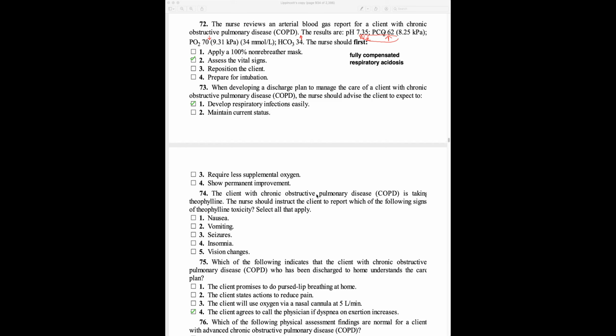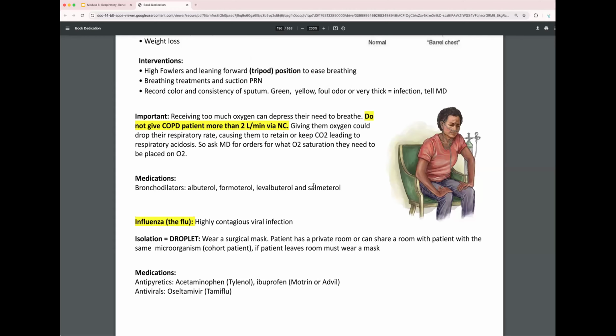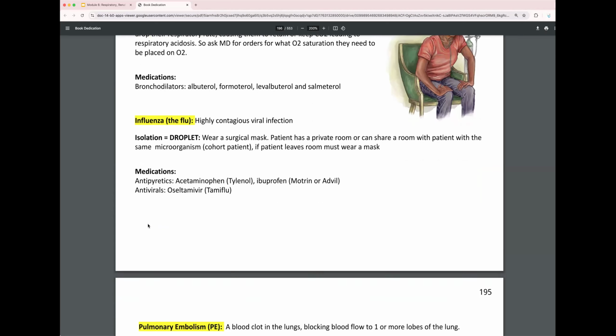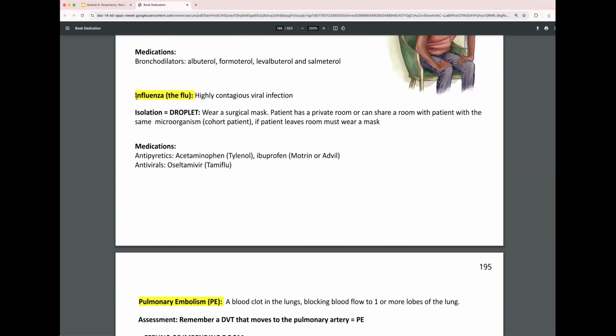Okay. All right, guys. So very good with answering the questions. So let's go back to the study guide. So next up is influenza. So we're at the bottom of page 194.